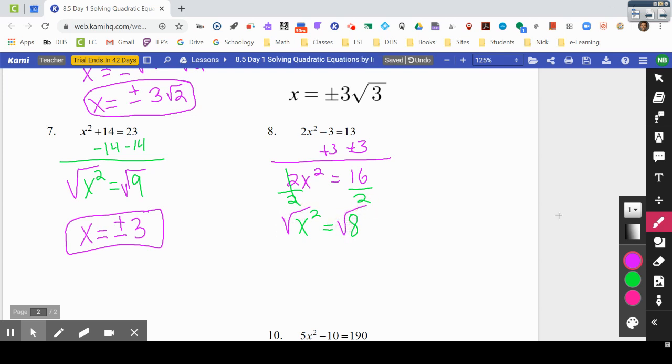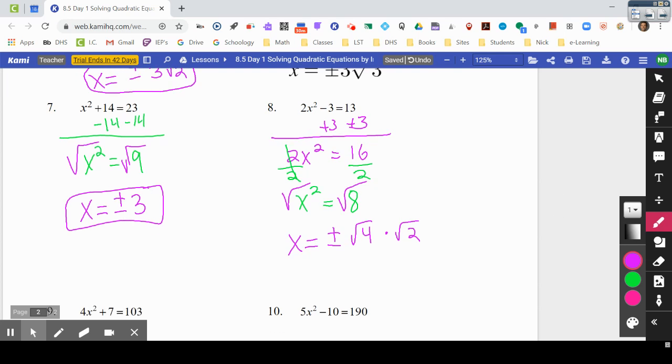And now we get x is equal to plus or minus the square root of 8. I have to break that up into two radicals. The two radicals that 8 breaks up into are 4 and 2, because 4 times 2 is 8, and 4 is your perfect square factor. So now I'm ready to finish this up by saying that x is equal to plus or minus 2 rad 2.